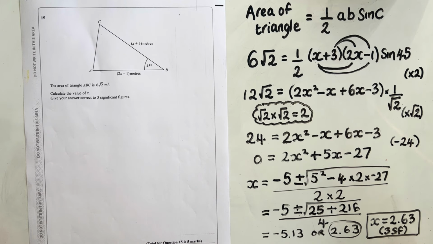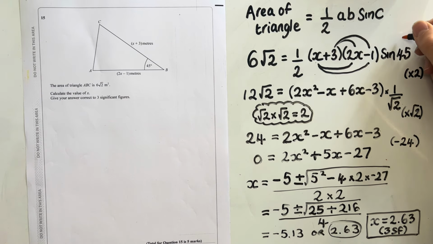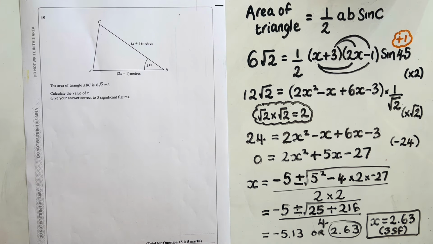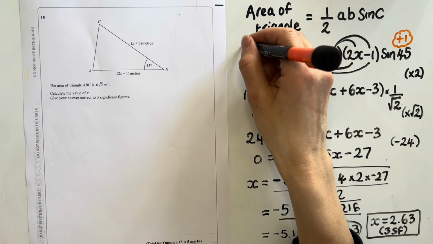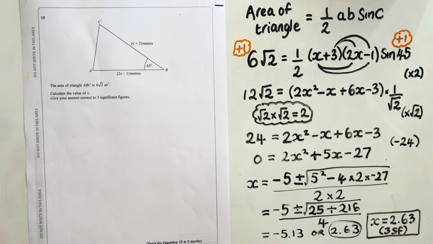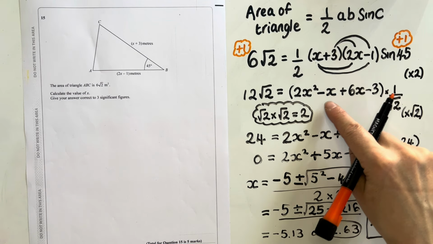If you get the final answer to be x is equal to 2.63, that would give you your full 5 marks. Otherwise, you might be able to collect some marks from your working out. The first mark is for pulling out the equation for finding the area of the triangle and putting in the correct values. The second mark is given for either equating this to 6 square root 2 or for expanding the brackets.